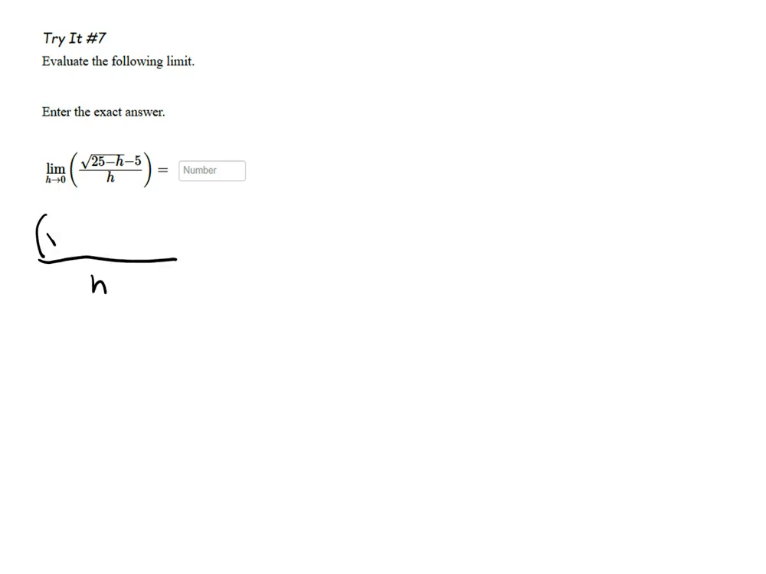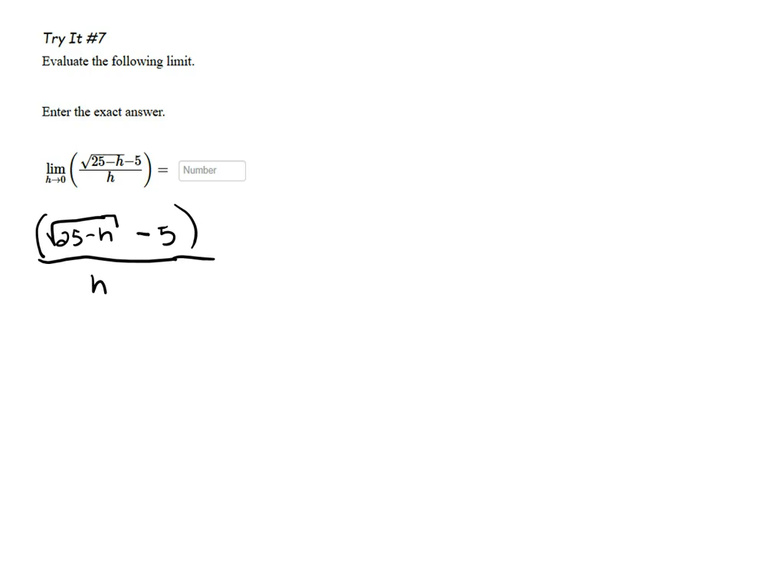My numerator is the square root of 25 minus h, and then a minus 5 separate from that. You cannot take the square root of the 25 and say, oh, it's 5 minus h. No, no, no. It's the square root of 25 minus h. You have to take the square root of the whole thing or nothing at all.